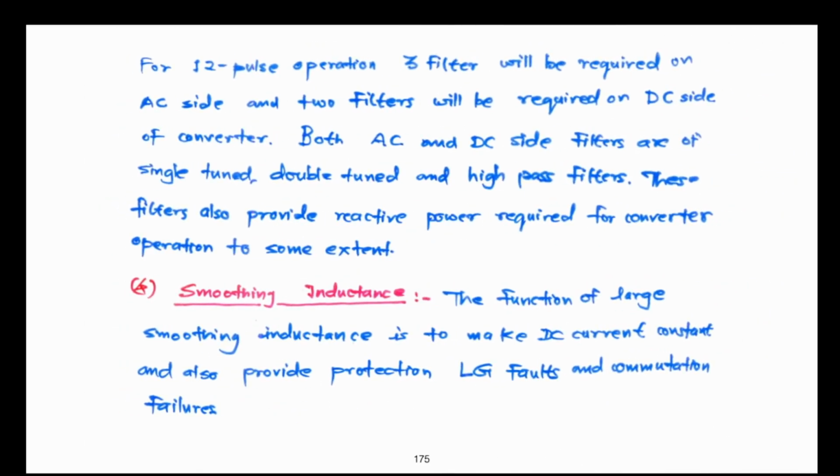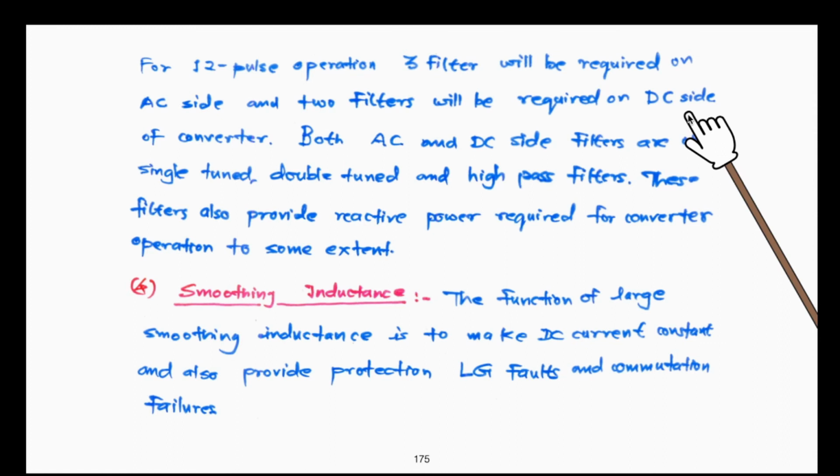So generally, what kind of filters are required for 12 pulse operation? Generally, 3 filters are required on the AC side, and 2 filters are required on the DC side. So how to calculate the filter? How many filters are required?